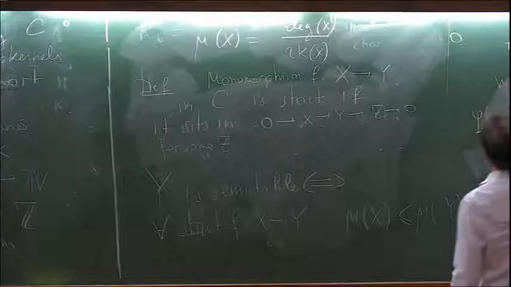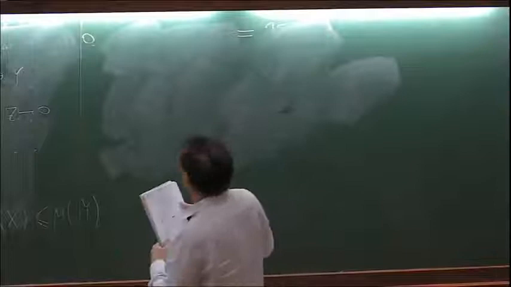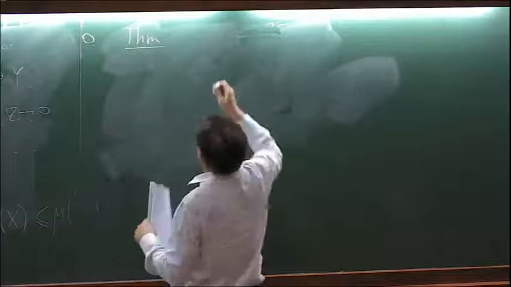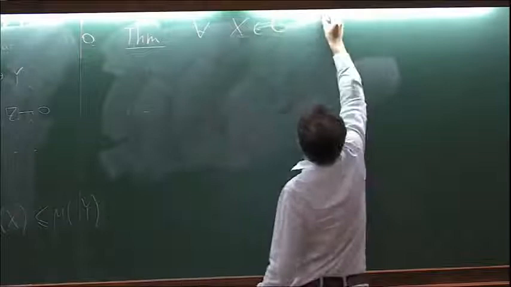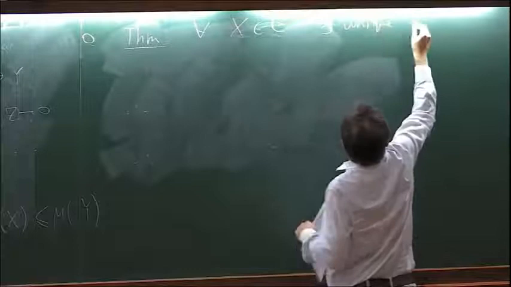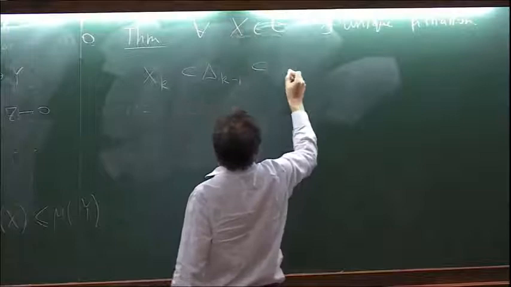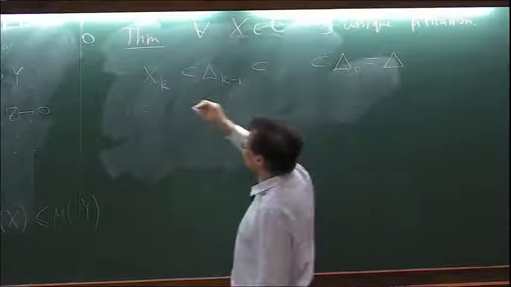And one says that Y is semi-stable if and only if for any strict monomorphism F from X to Y, mu of X is smaller than or equal to mu of Y. Because it is strict, it is a monomorphism. We have this inequality.